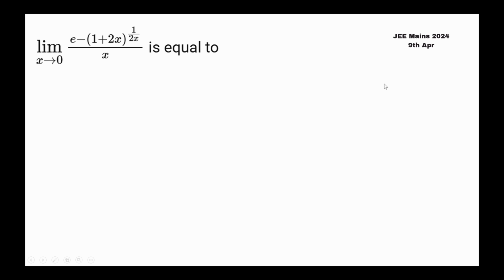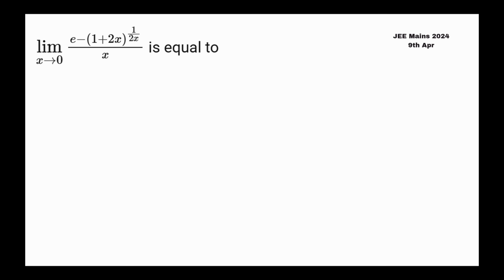So now let's start with the first question. This is a question based on limits. So what has been given to us? Limit x tending to 0, (1 + 2x) to the power 1 by 2x, minus e, upon x. So if I do direct substitution, what am I getting? I'm getting 1 to the power infinity in my numerator and 0 at my denominator.